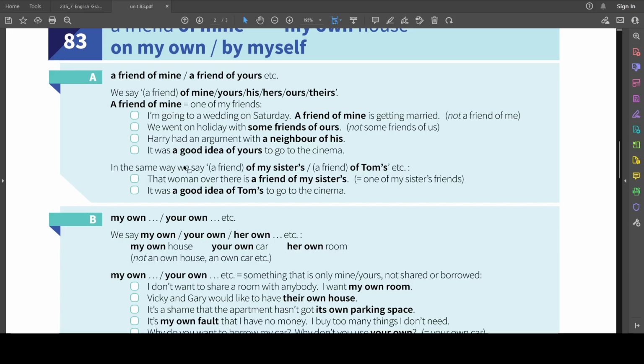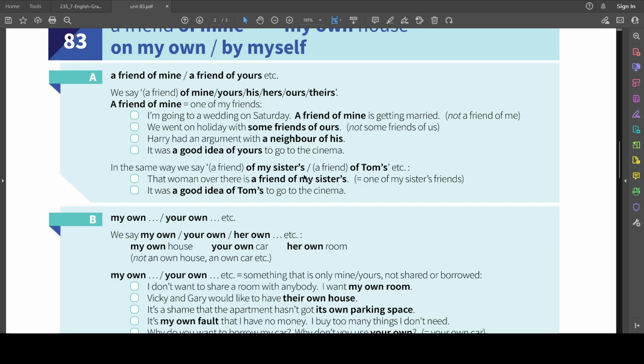In the same way, we say a friend of my sister's or a friend of Tom's when we want to be more specific. Okay. Remember, we have many ways to express possession. Another one is with apostrophe s. For example, that woman over there is a friend of my sister's.